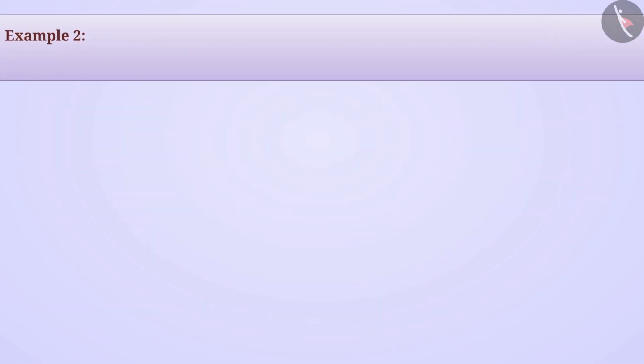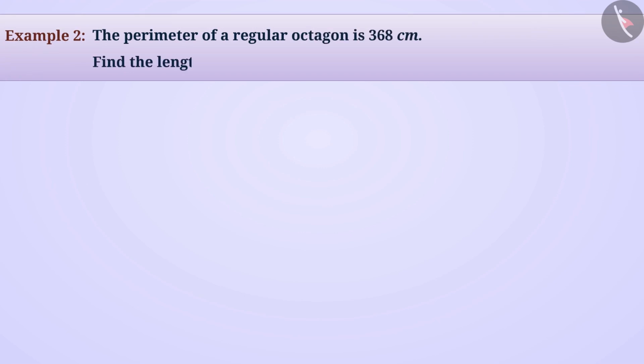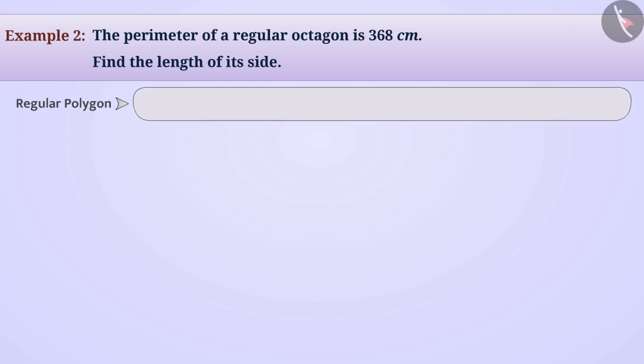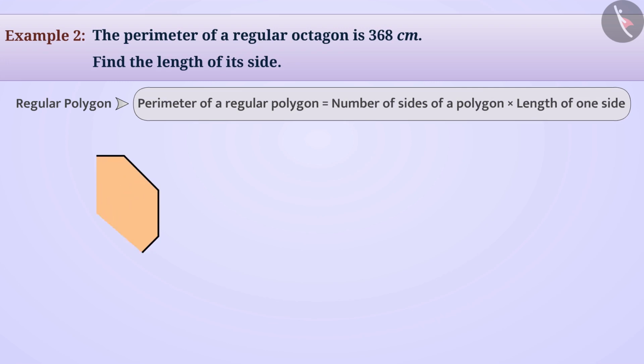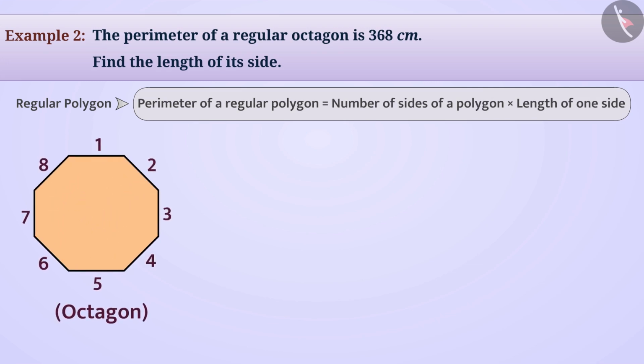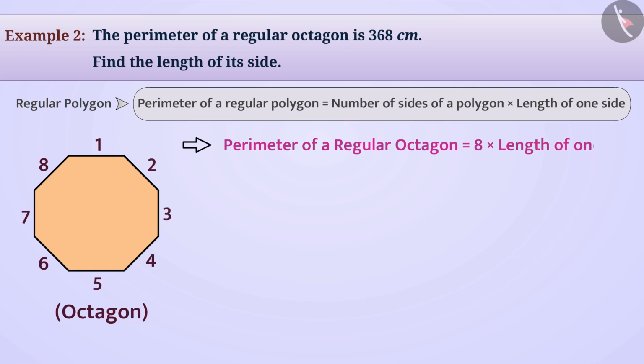Next example. The perimeter of a regular octagon is 368 cm. Find the length of its side. We know that for a regular polygon, perimeter of regular polygon is equal to number of sides of a polygon multiplied by length of sides. An octagon has 8 equal sides. So we can say that perimeter of a regular octagon is equal to 8 multiplied by length of one side.